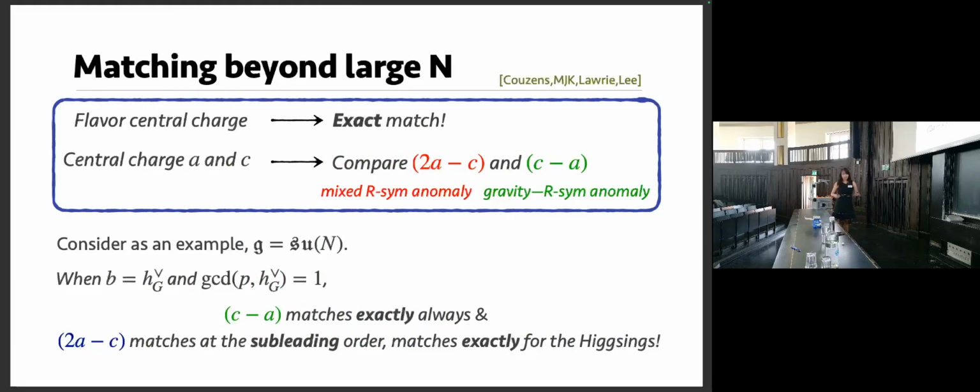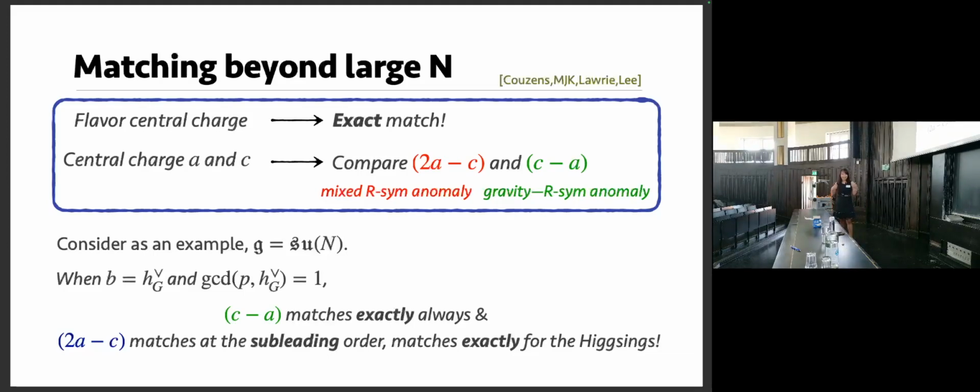So then from here, what type of matching we got is a very exciting part. We match the flavor central charge to be all possibly exact matching. And for central charges a and c, we match it by matching the two linear relations of a and c, the 2a minus c coming from the mixed R symmetry anomaly, and the c minus a from the gravity R symmetry anomaly.